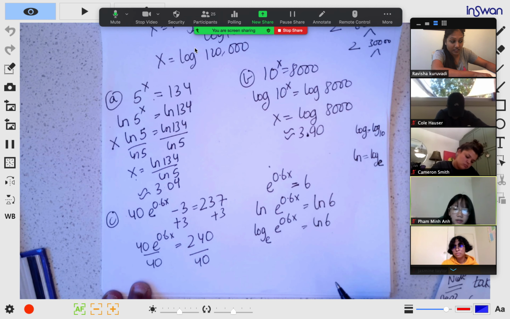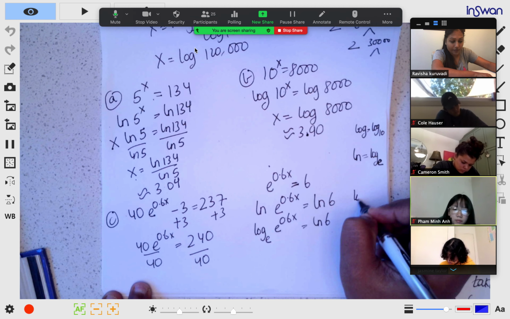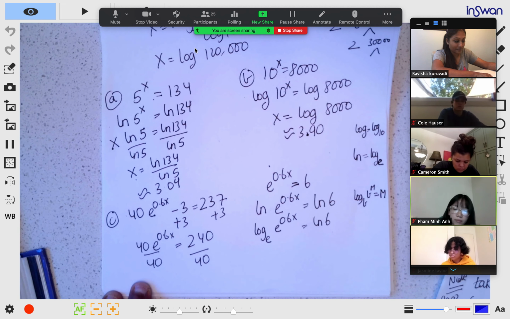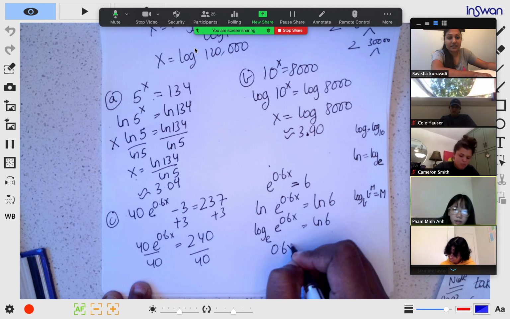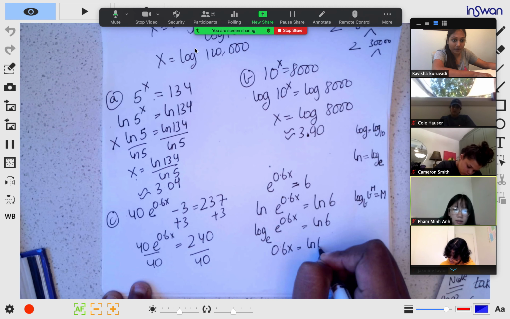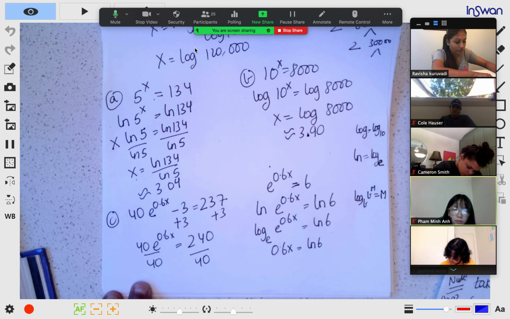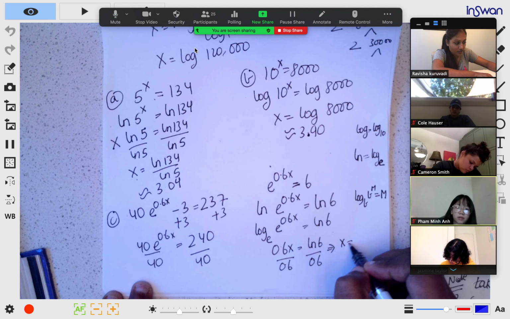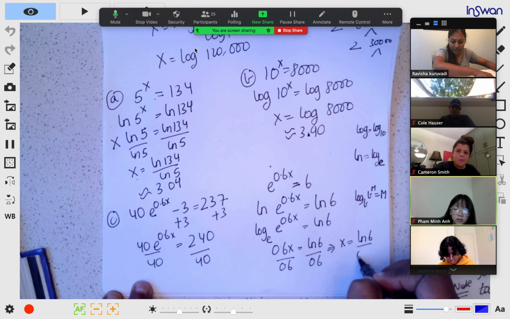There is a property: if you have log base b to the power of m, where your base and this number are exactly the same, it is just equal to m. So you get 0.6x is equal to ln 6. And then how do you solve for x? You divide by 0.6, so x is equal to ln 6 over 0.6. Can you use the calculator and tell me what answer you got?